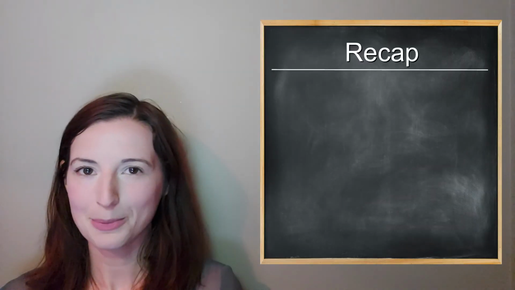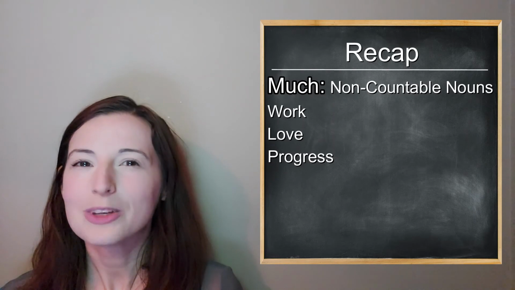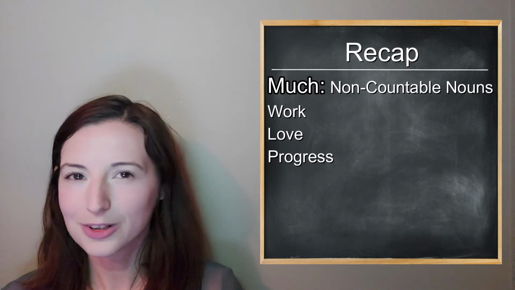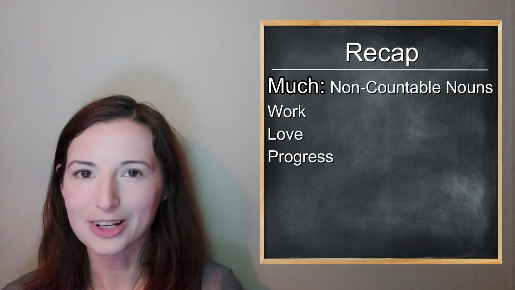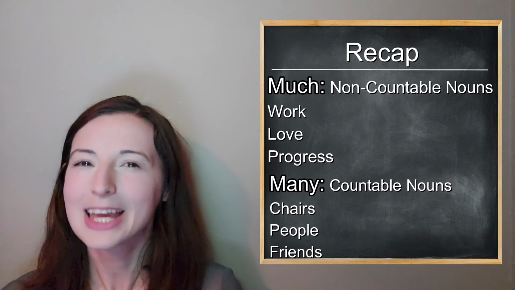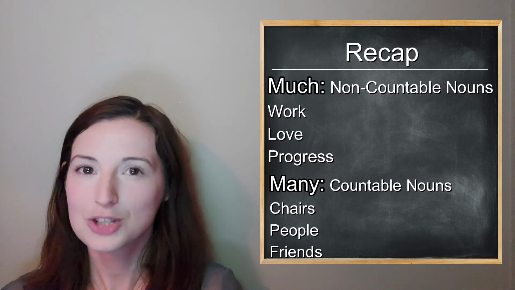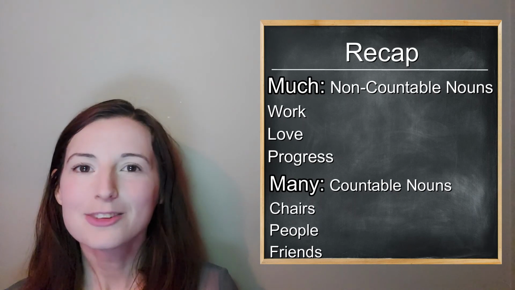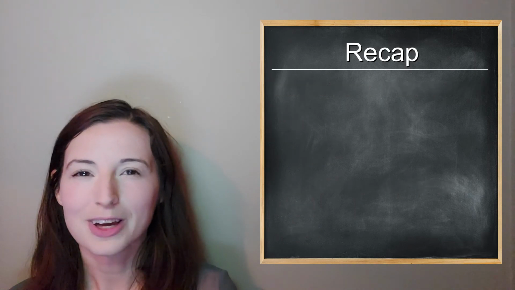So, to recap, we use much when we cannot reasonably count the nouns. Work, love, progress. We use many when we can reasonably count the nouns. Chairs, people, friends. Let's look at the example coffee one more time.